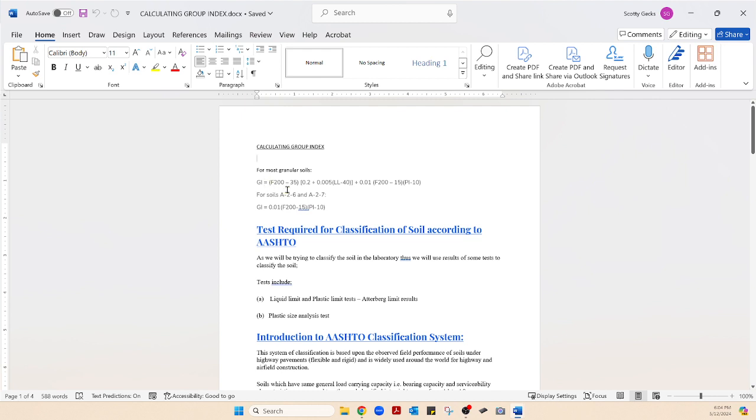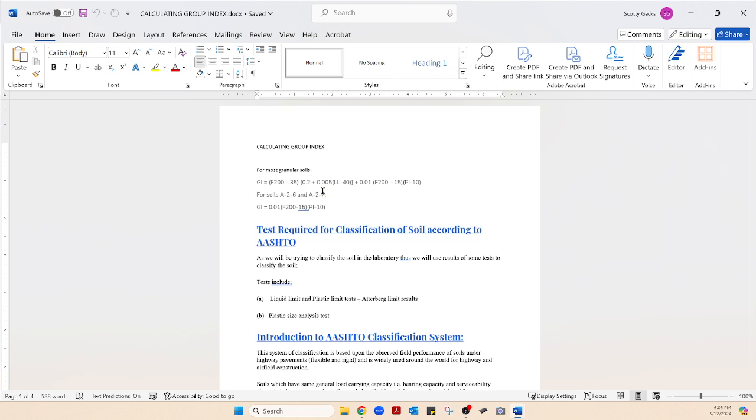Notice it's in parentheses, and then these are in parentheses, and this is a bracket. So we will learn how to deal with this. Look at this right here. You have a parentheses here of 0.2 plus 0.005. All of these numbers are called constants, and they will remain the same.